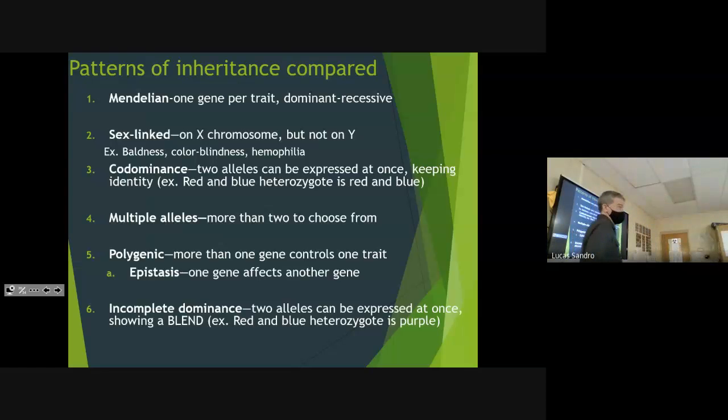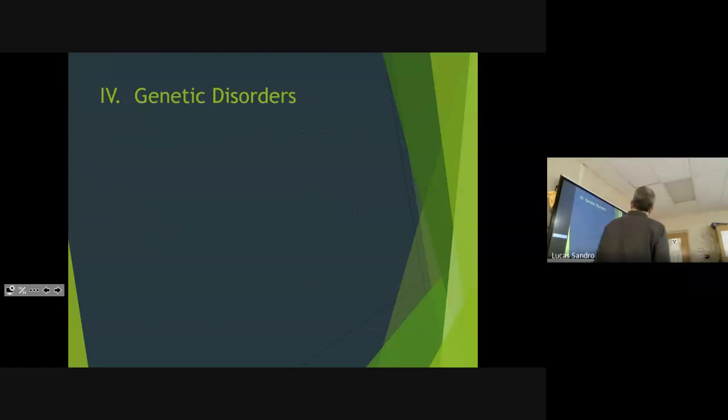So it's a matter of knowing which one to do with which. Okay? Any questions about that? Good. Let's talk about our last thing, which has to do with genetic disorders.